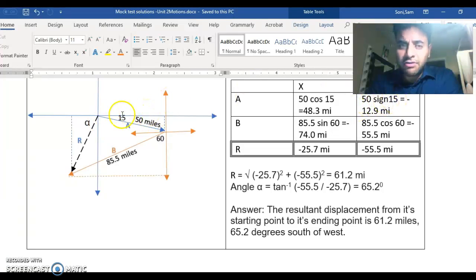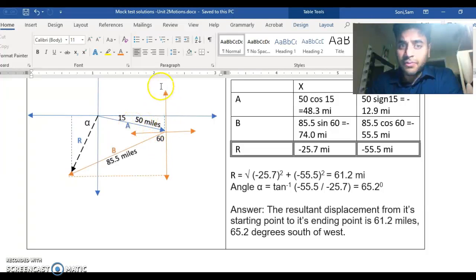Then 50 sine 15. Sine is opposite upon hypotenuse, right? So sine 15 is the opposite, which is the y component, upon the hypotenuse 50. So the y component is 50 sine 15 degrees, which is negative 12.9 miles. This is a negative sign. It's going below the zero level of the y-axis, so it's on the negative y-axis.